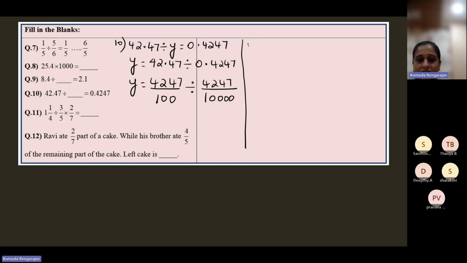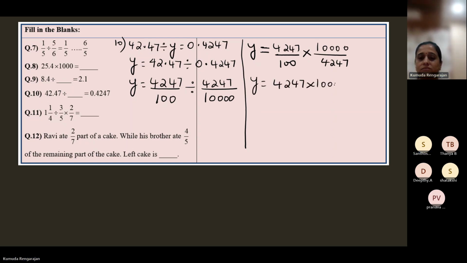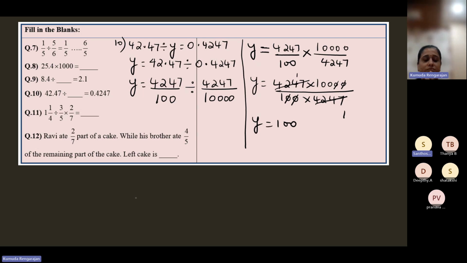Okay. So y is equal to. That's right. Yes, now you're right. First you said 3 zeros, then 4 zeros. 4 zeros is correct. Now write the first fraction as it is. Division becomes multiplication. Take the reciprocal of the second fraction. Now multiply the numerators. Multiply the denominators. Cancel two zeros, y is equal to 100. Got my answer.